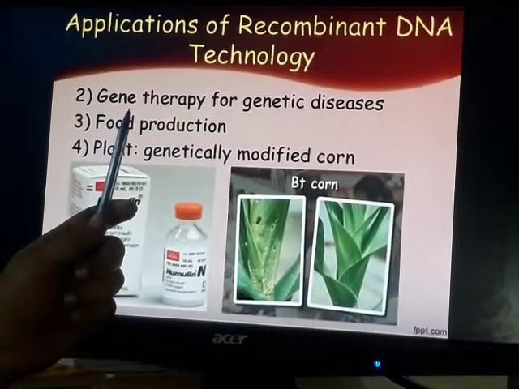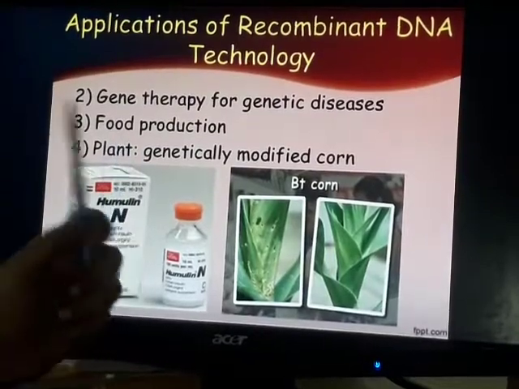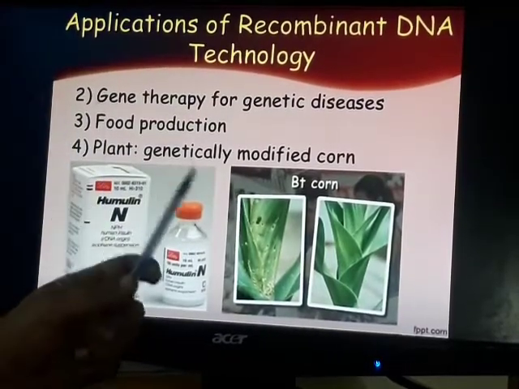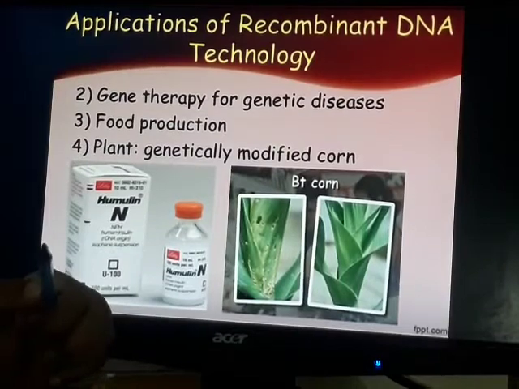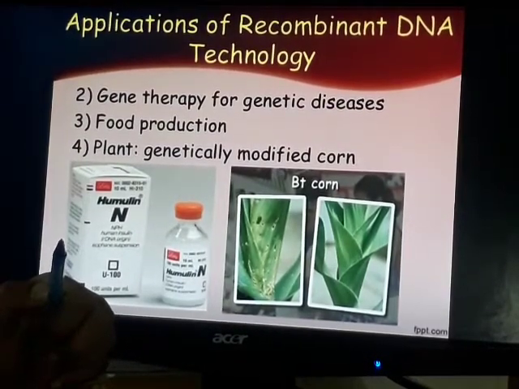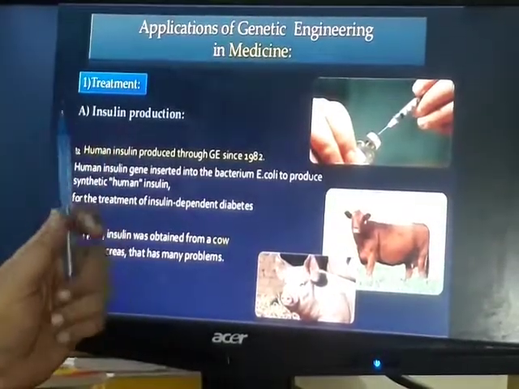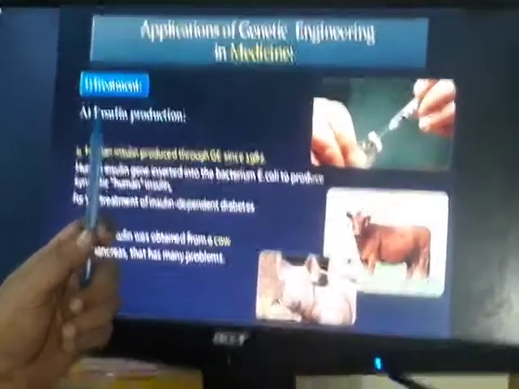It also has applications in gene therapy and food production, and they have developed many transgenic plants and animals. They have genetically modified corn. You have genetically modified brinjal, tomato, and so on. So you know all this, they have contributed much in medical treatment.